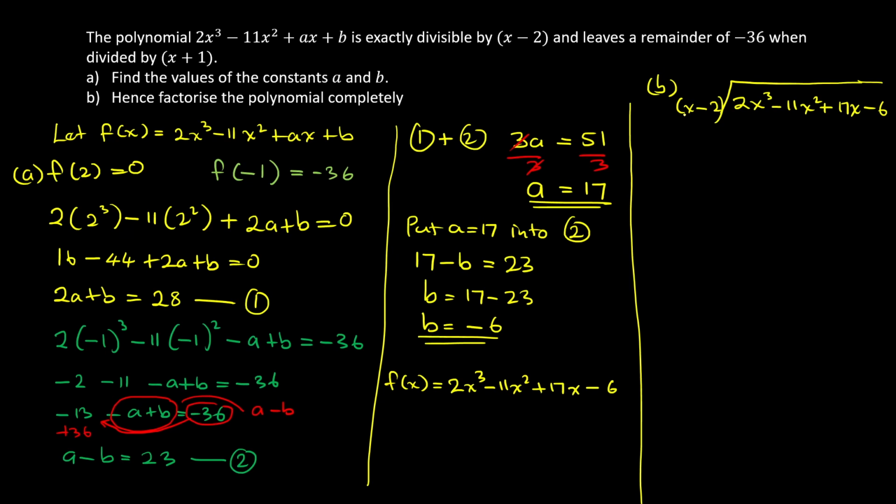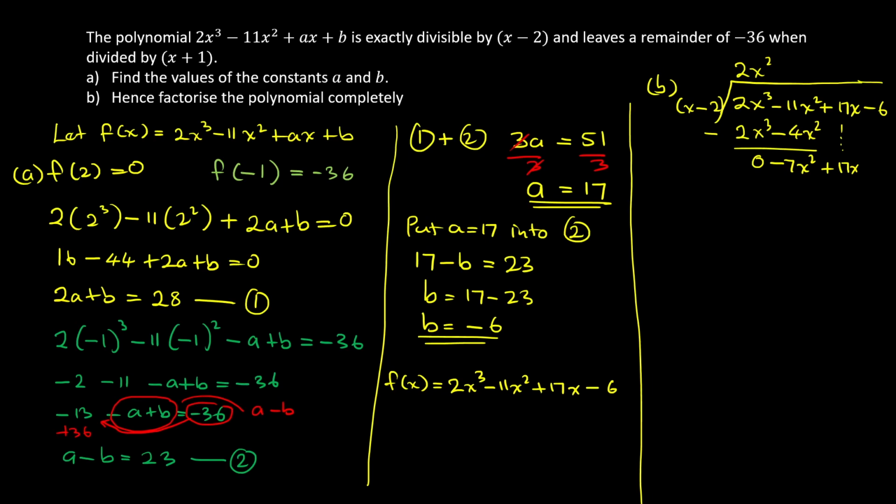2x cubed divided by x is 2x squared. Now 2x squared times x minus 2 gives 2x cubed minus 4x squared, and then we subtract. This leaves 0. Minus 11x squared, these are like terms, then minus 4x squared, which means minus 11 plus 4, that is minus 7x squared. Okay, and then we put down 17x here, plus 17x. Okay, we do division again.